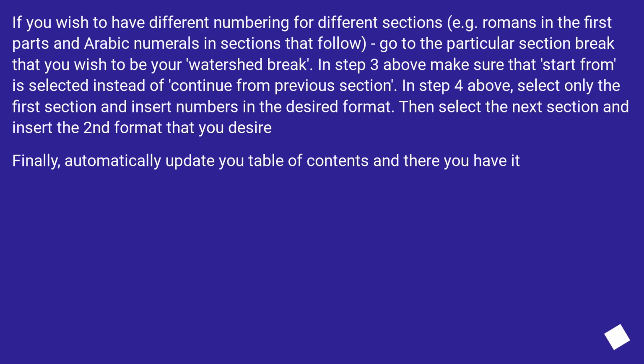If you wish to have different numbering for different sections, for example, Roman numerals in the first parts and Arabic numerals in sections that follow, go to the particular section break that you wish to be your watershed break. In step 3 above, make sure that Start From is selected instead of Continue from previous section. In step 4 above, select only the first section and insert numbers in the desired format. Then select the next section and insert the second format that you desire. Finally, automatically update your table of contents, and there you have it.